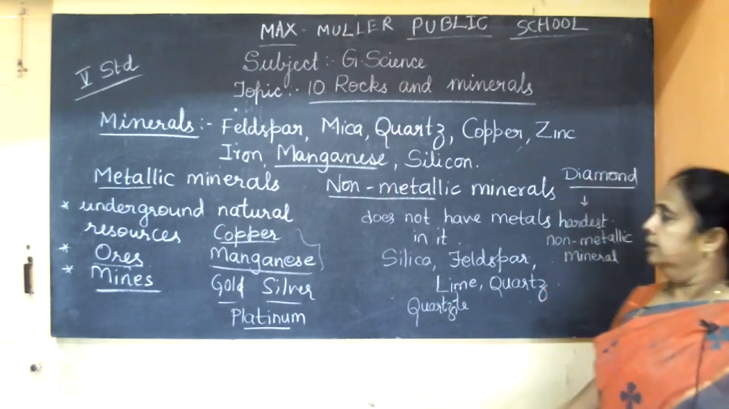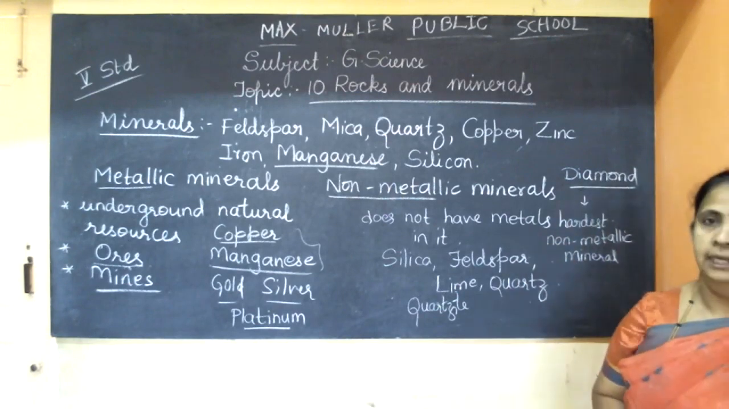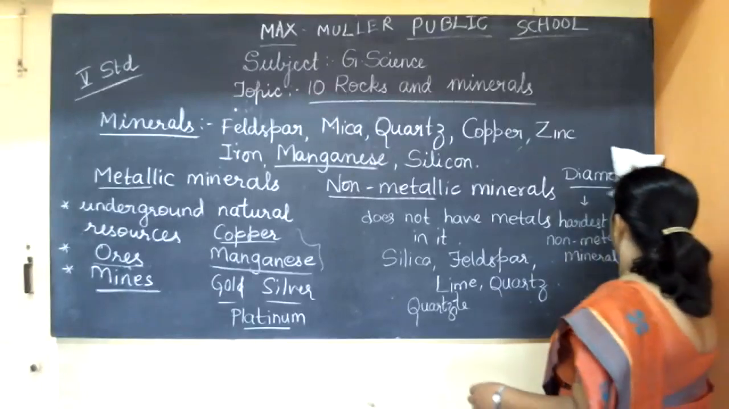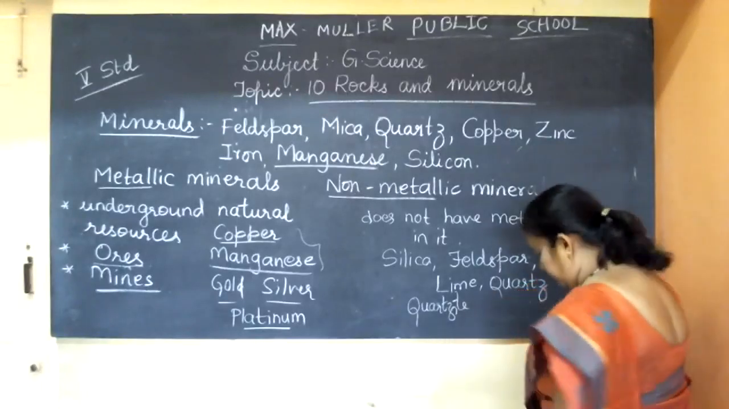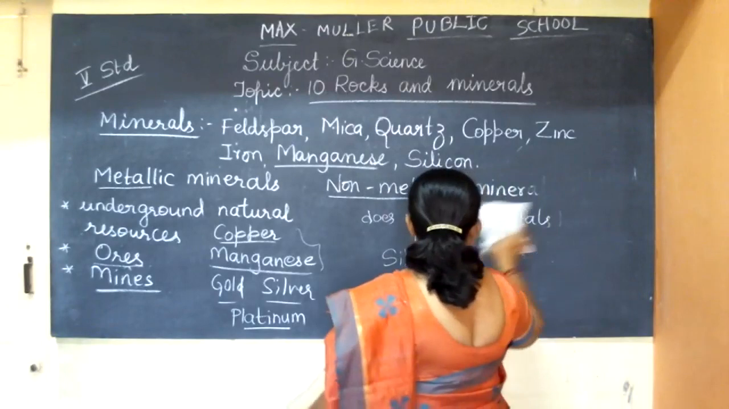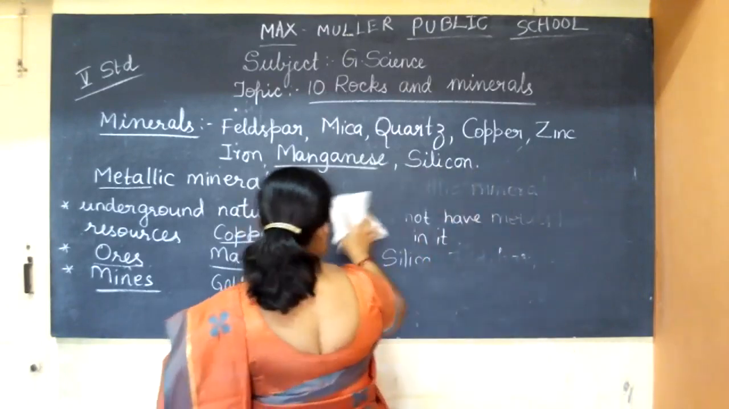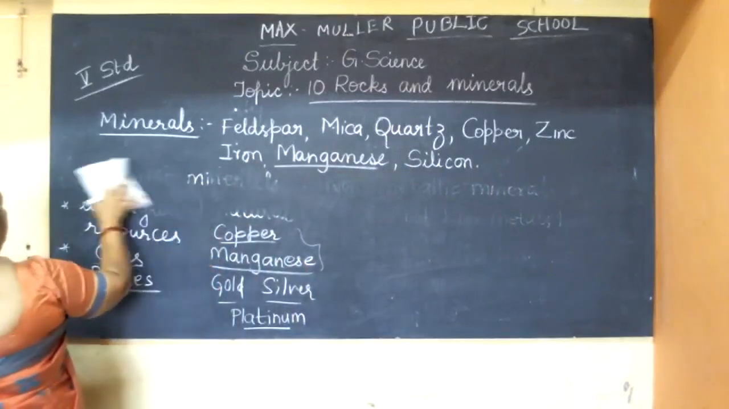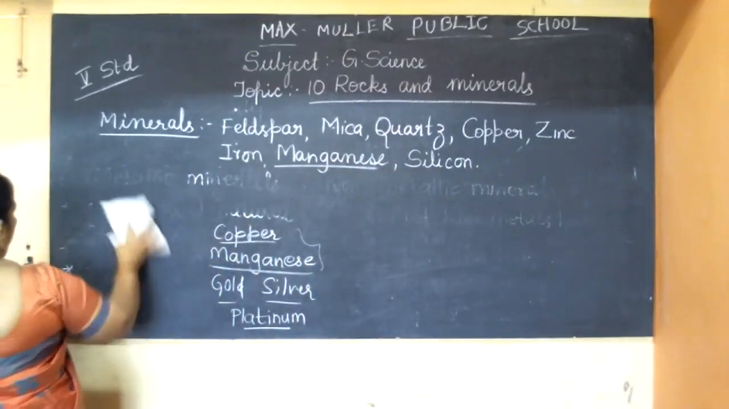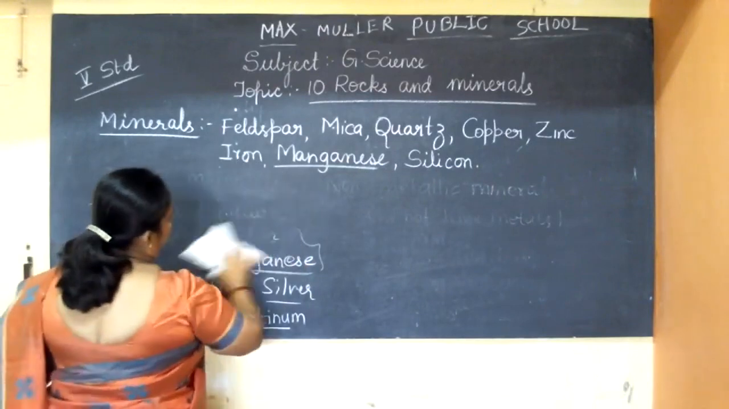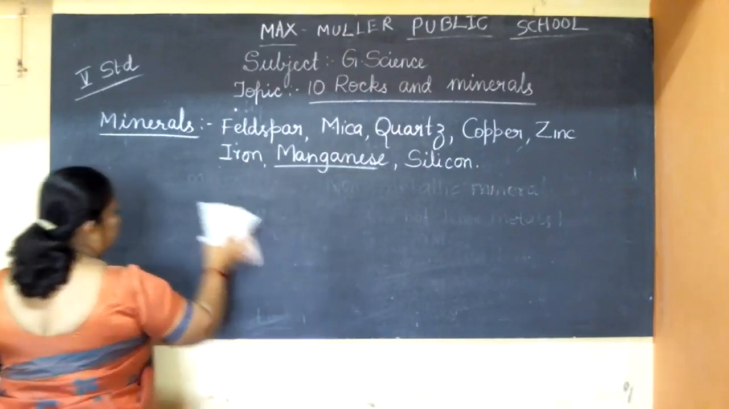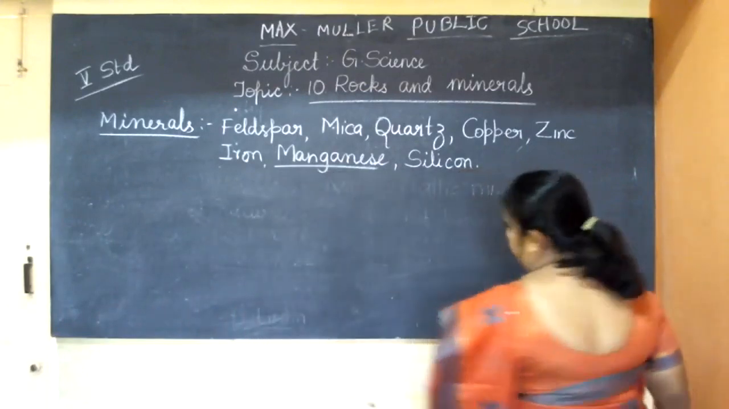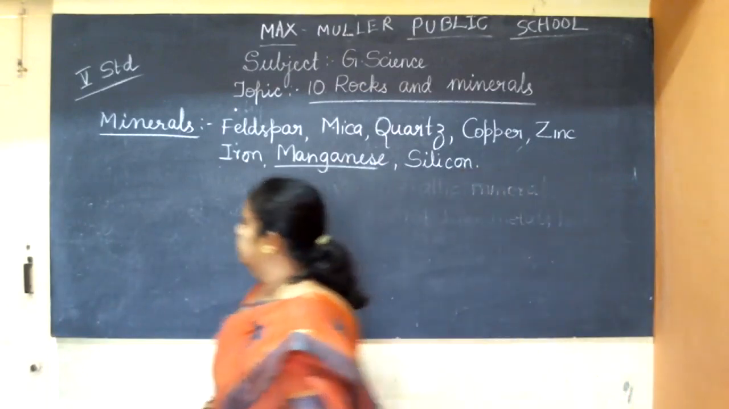Okay, so these are metallic minerals and non-metallic minerals. Understood, children? Got it? Okay. So apart from this, I said that minerals are present in the form of metals and non-metals. Apart from this, minerals are also present in the form of crystals. So what do you mean by crystals? They are the solid substances which have a particular geometrical shape. Okay, so that is crystals.